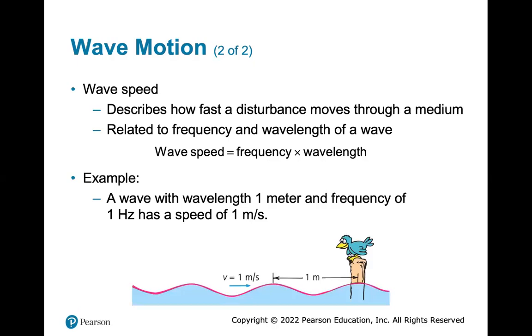Okay, now the wave speed describes how fast a disturbance moves through a medium, related to frequency and wavelength of a wave. So the wave speed, the velocity, is equal to the frequency times the wavelength. Frequency is F, wavelength is the Greek letter lambda. So the velocity is equal to F times lambda. A wave with wavelength 1 meter and a frequency of 1 hertz has a speed of 1 meter per second.